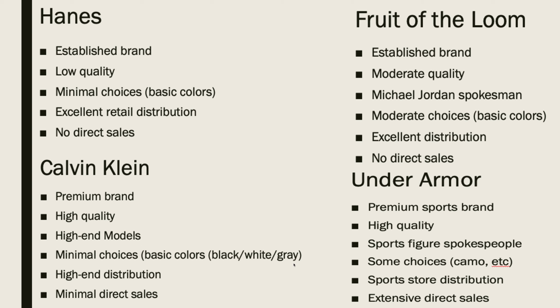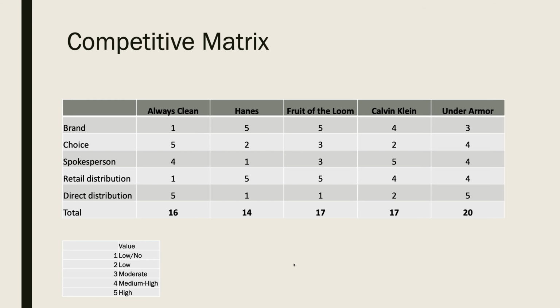Under Armour, they are a premium sports brand. They're high quality underwear. They've got several spokesfigures, sports figures that are models. Some choices, right? They've got camo, etc. And their distribution is majority sports stores, Dick's, etc. And then extensive direct sales, right? Their website, they do a ton of business on their website.